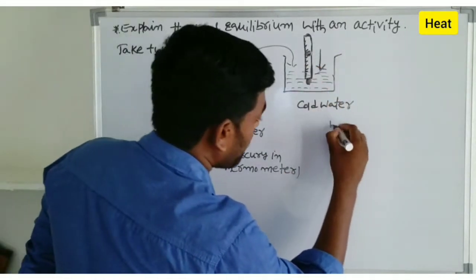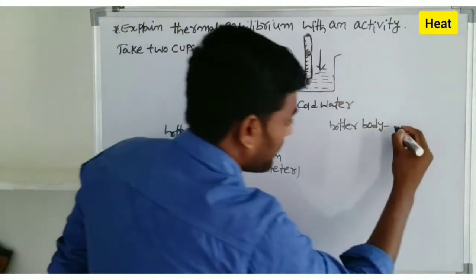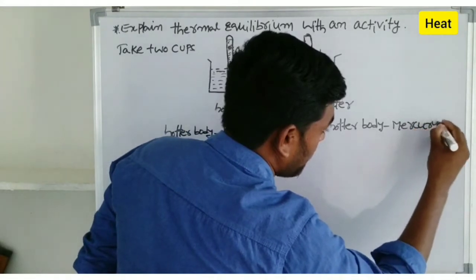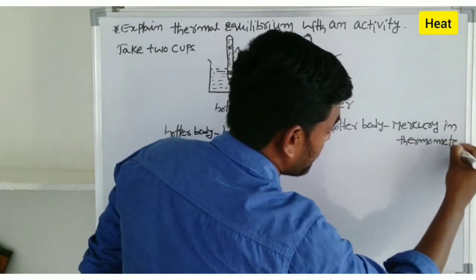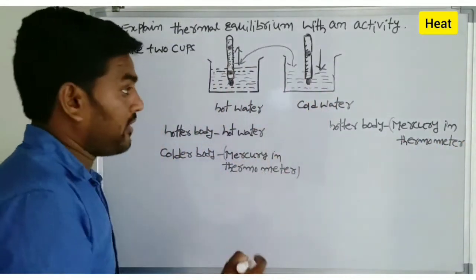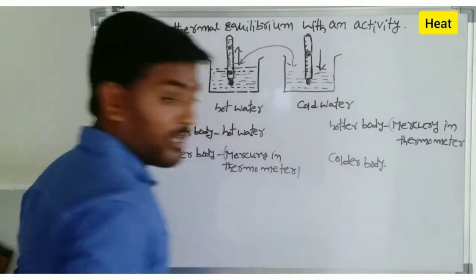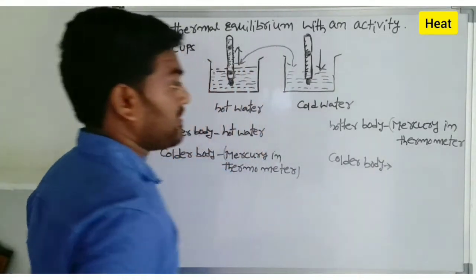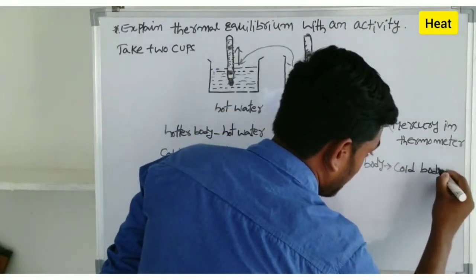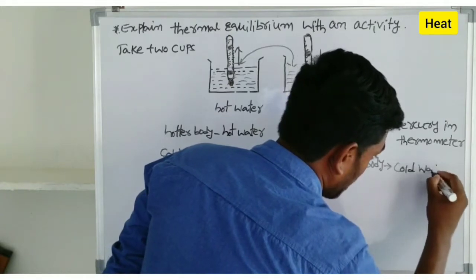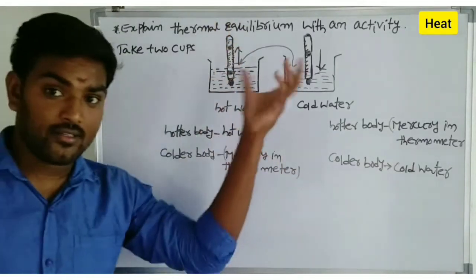This means the hotter body means mercury in the thermometer. The colder body means cold water. So one second, I will repeat again in this situation.